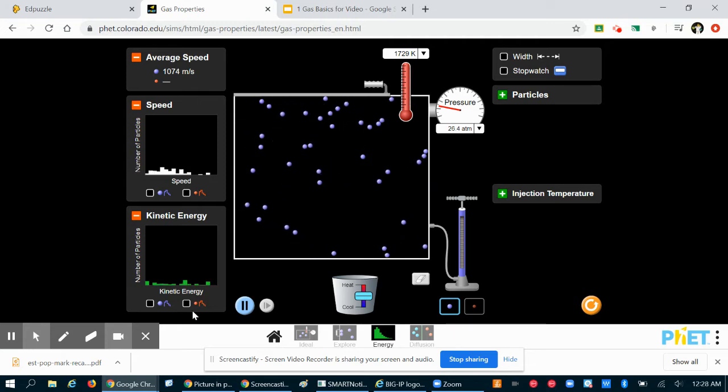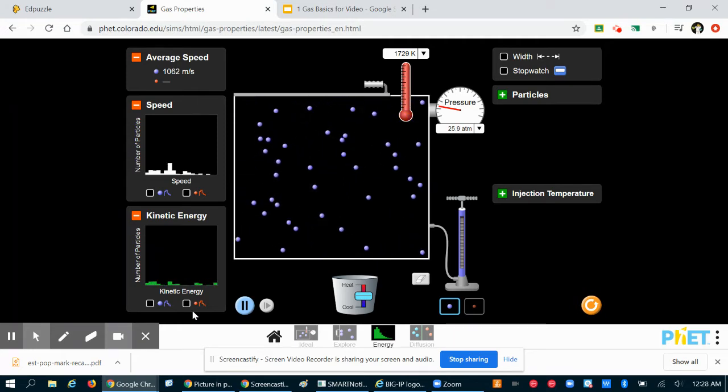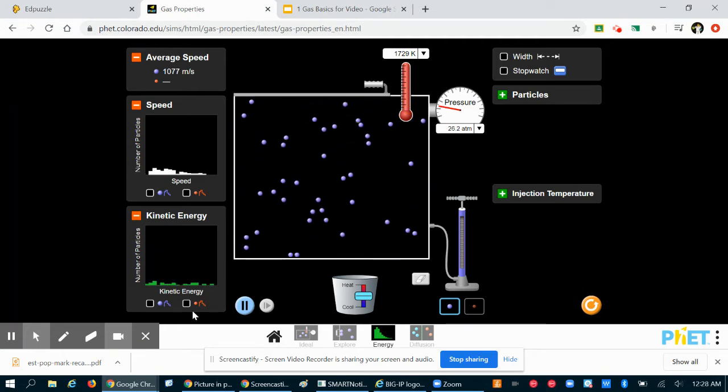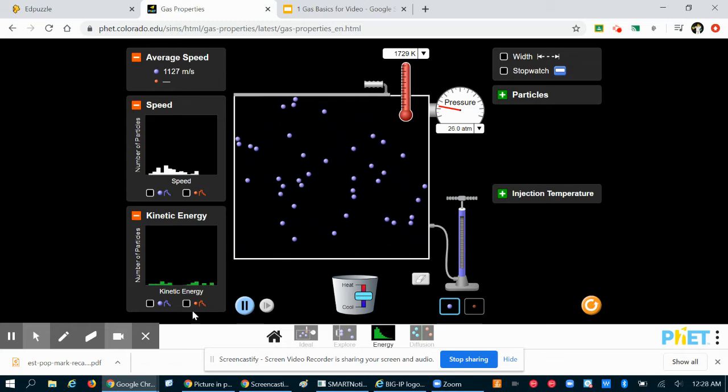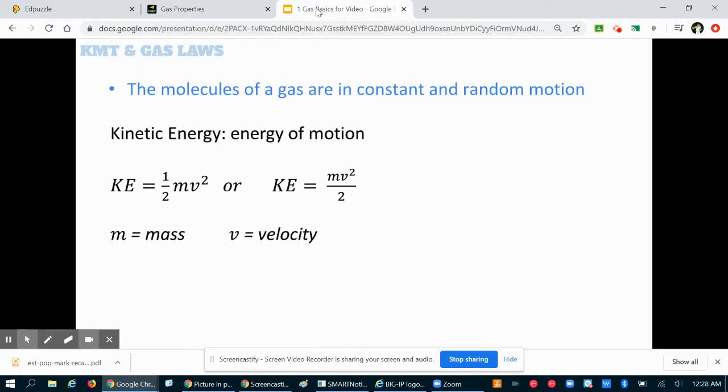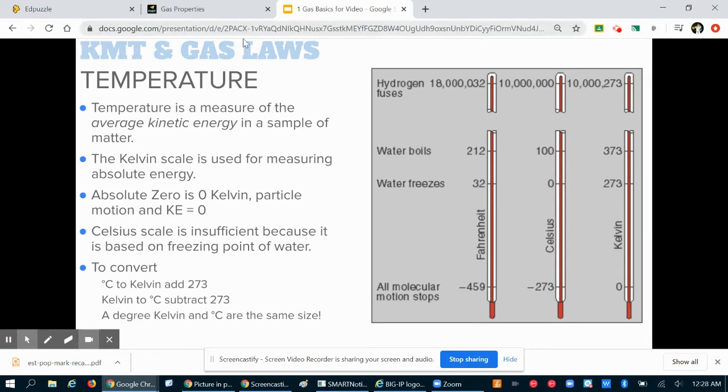If we plot kinetic energy, the same thing. They're not all moving at the same speed. So it's the average speed that we're measuring when we measure their temperature. Okay, so temperature is a measure of the average kinetic energy, and we use the Kelvin scale for this reason, because look over here.